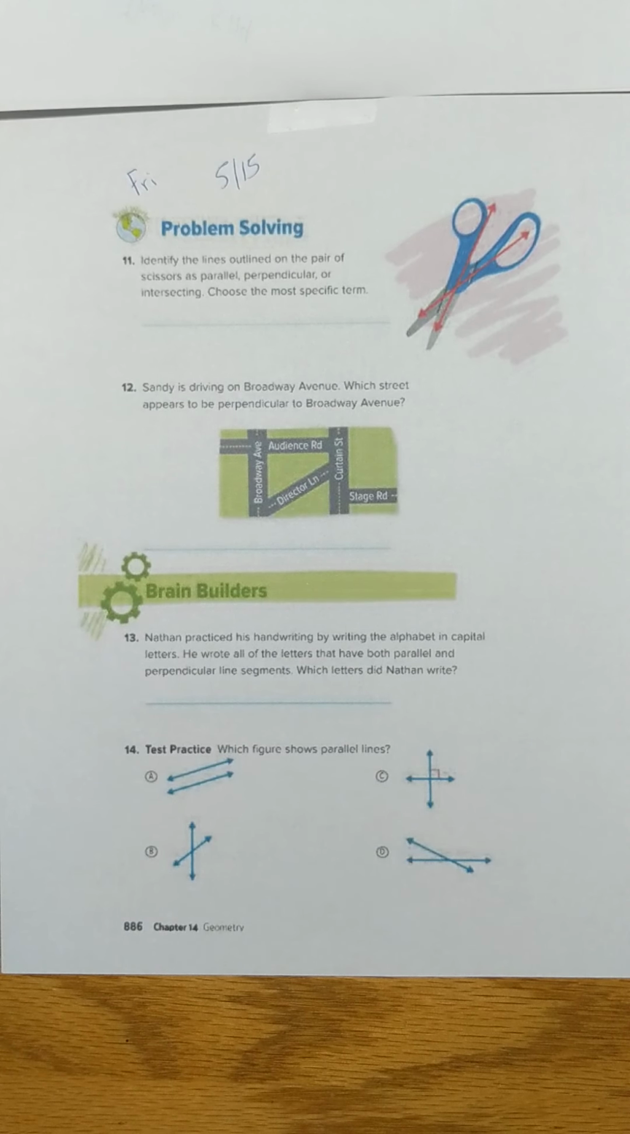Okay, this is the chapter 14 assignment on page 886. It is the lesson for Friday, May 15th. We're going to be doing numbers 11 through 14. So let's start with number 11 at the top. It says, identify the lines outlined on the pair of scissors as parallel, perpendicular, or intersecting. Choose the most specific term.